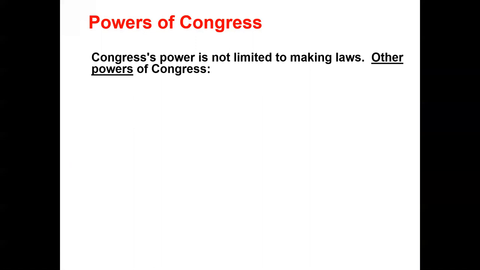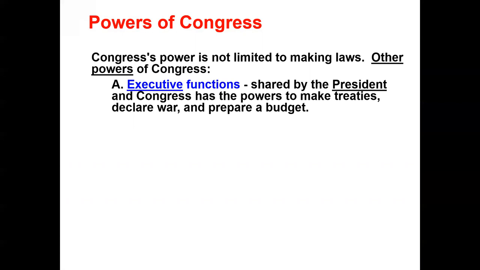Powers of Congress are not limited to making laws, legislation. There are several other functions for Congress. Let's see what those are. Executive function. This is part of checks and balances. Congress shares power with the president.